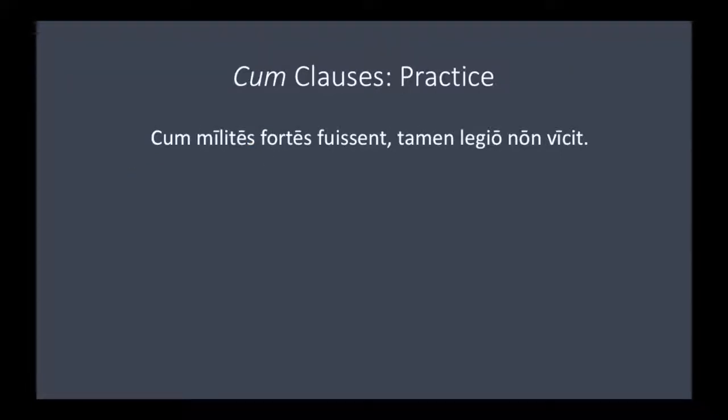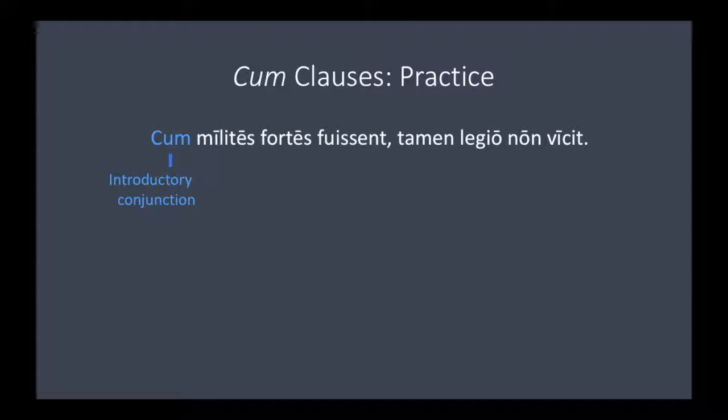So let's practice translating a cum clause. Cum milites fortes fuissent, tamen legio non vicit. First, how do we know it is a cum clause? We know it is a cum clause because the word cum begins a subordinate clause with the verb fuissent, and there is no clear ablative word dependent on the word cum within the subordinate clause.